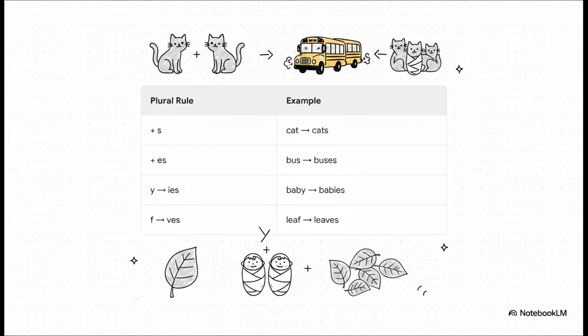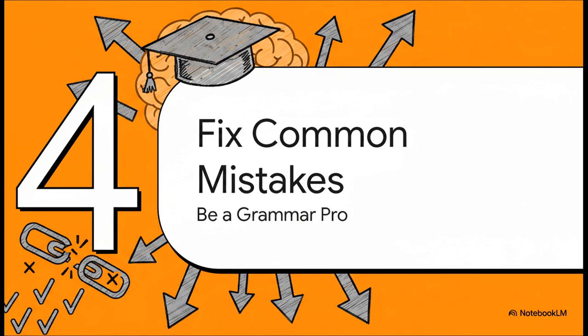Here's a slightly trickier one. If a word ends in a y that comes right after a consonant, you drop that y entirely and add ies, turning baby into babies. And finally, words ending in f often change to v's, turning a single leaf into a pile of leaves.